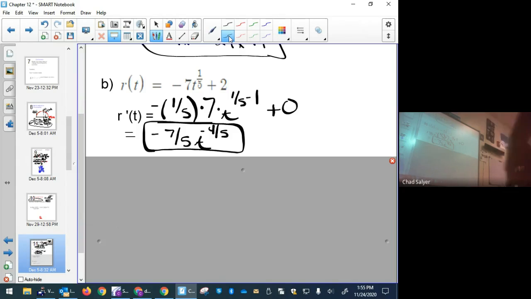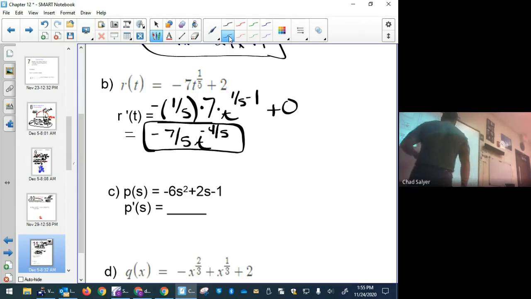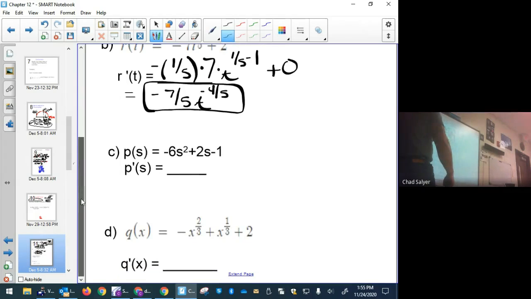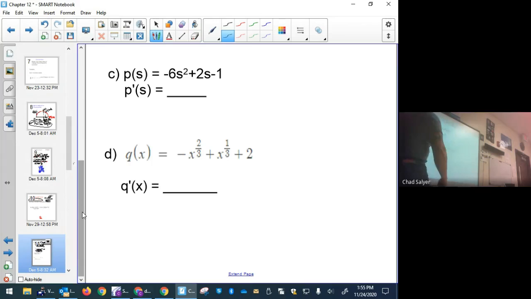Okay, so a couple for you guys. Tell me what P prime of s and Q prime of x are, using the power rule shortcut.